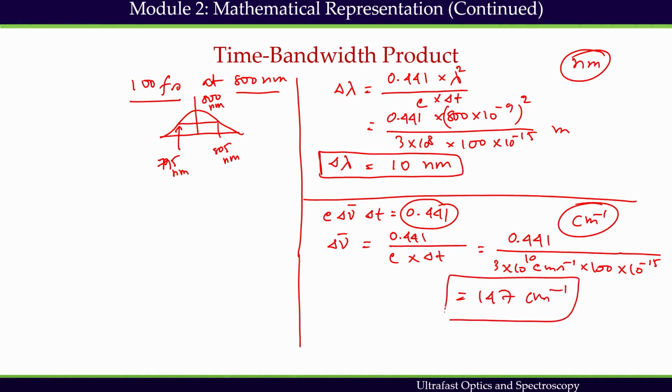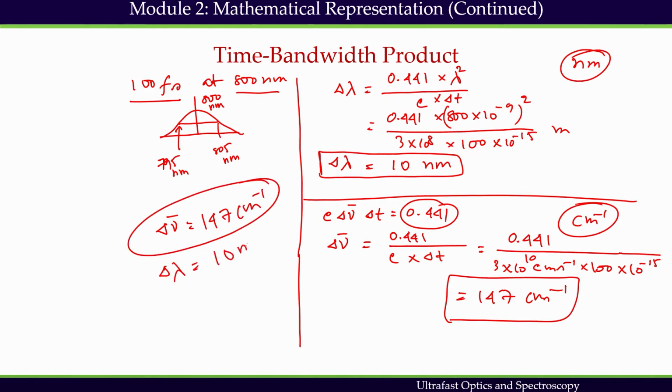Please check that number with a calculator. So what we see is that if we plot it in the wave number regime, then delta nu bar, the width of the spectrum, is going to be 147 wave number, and if it is delta lambda, then it's going to be 10 nanometer. So with this one can convert to different representations for the time bandwidth product.